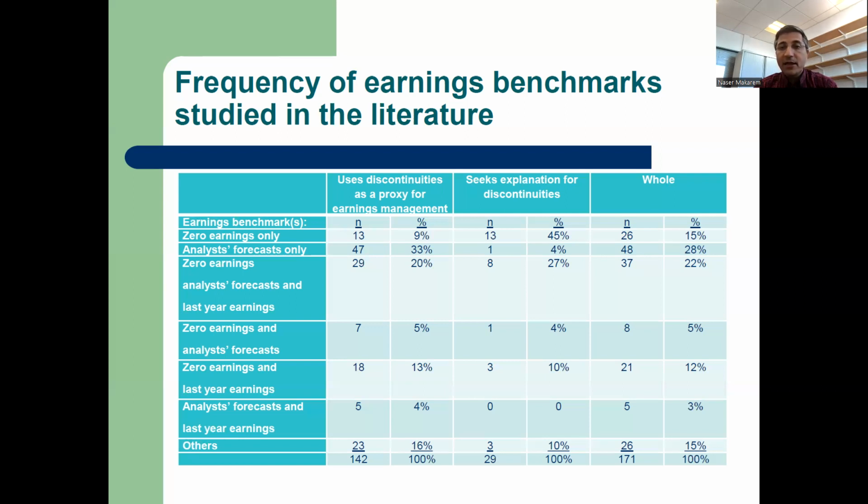And when you look at the studies seeking an explanation for discontinuities, you see that the overwhelming majority of them are looking at zero earnings only, and then a mixture of the three earnings benchmarks. So these two strands are different in terms of their focus on the earnings benchmarks.